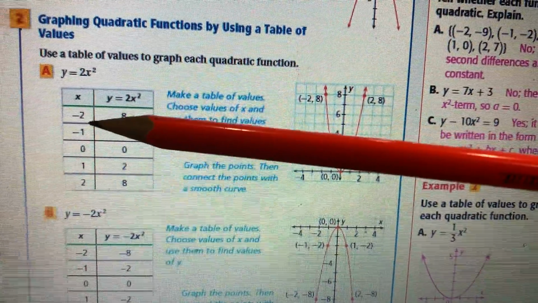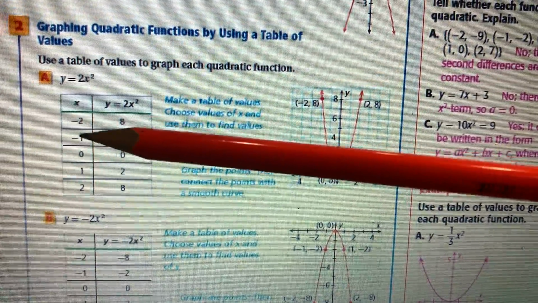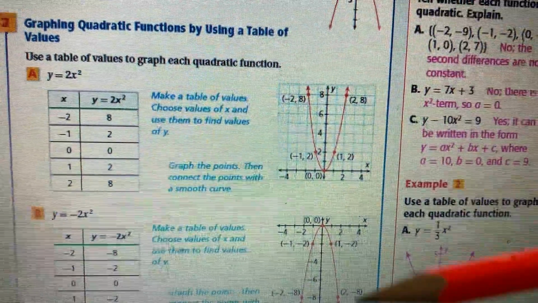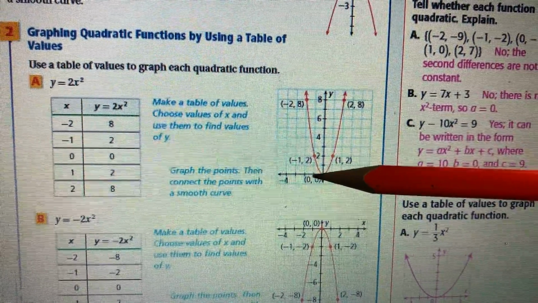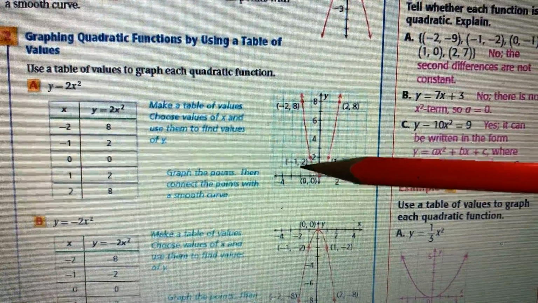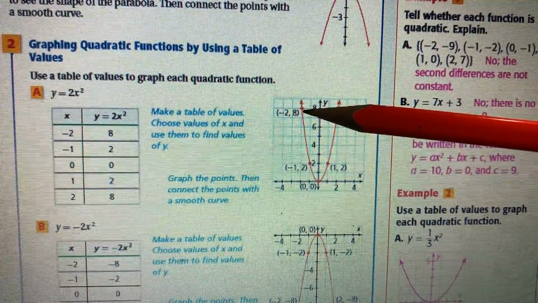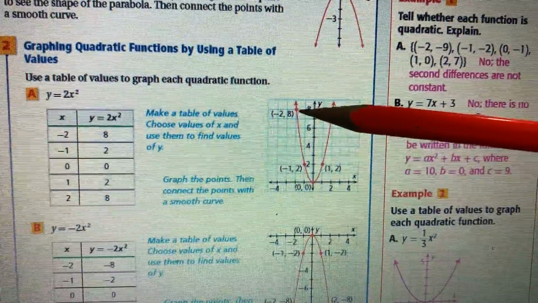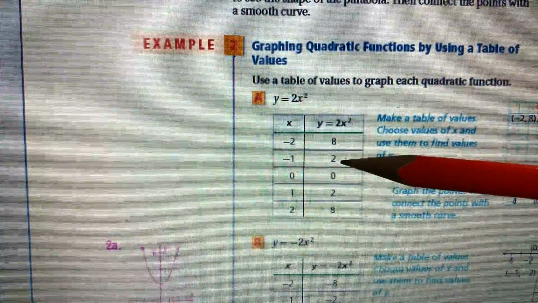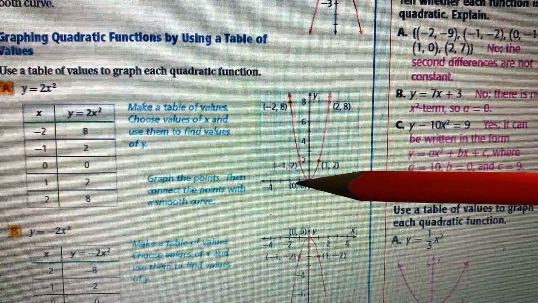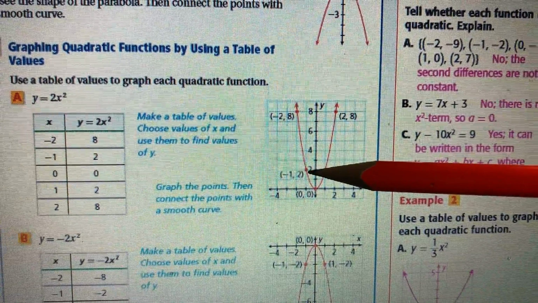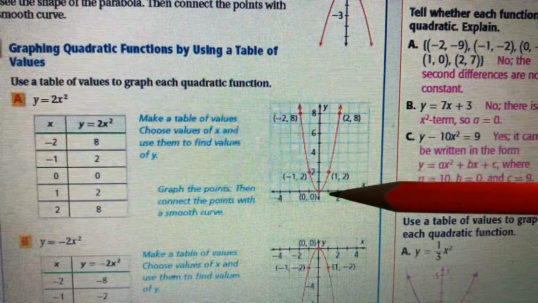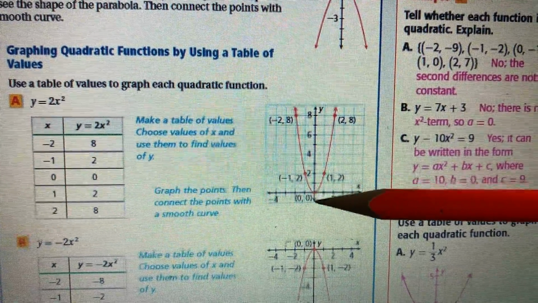So you graph the first point. Your first ordered pair would be -2 with 8, and that's the point that you have over here. You're going to count 1, 2 on the x, and you're going to count 8 spaces up for the y. The second coordinate would be -1 and 2, and that would be this point over here. And you're going to be doing the same for all the remaining points.